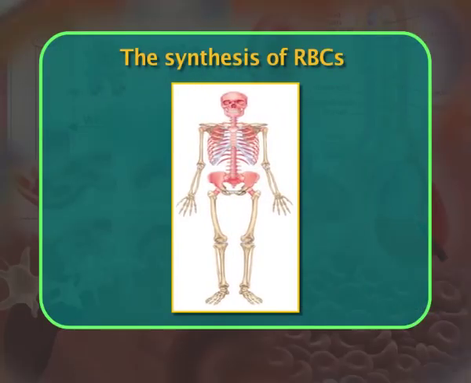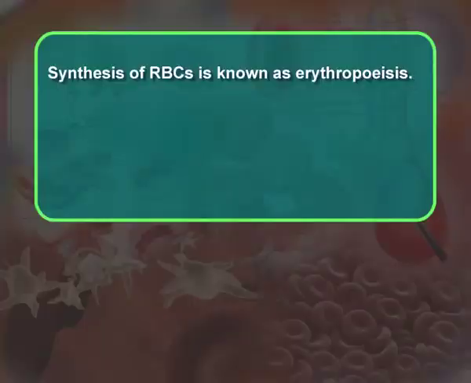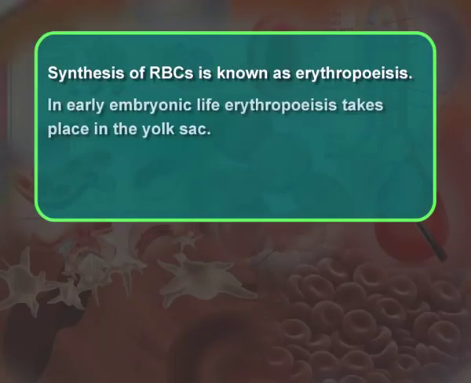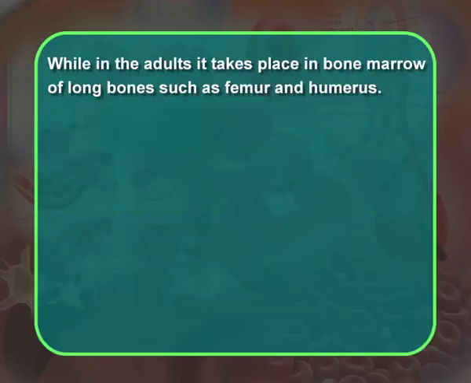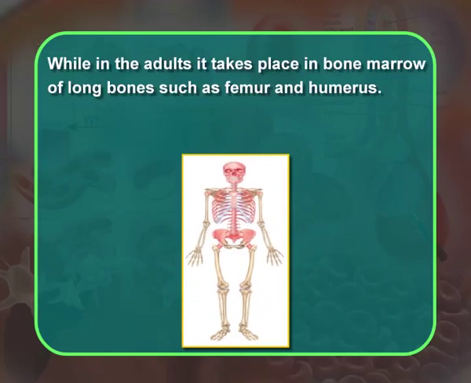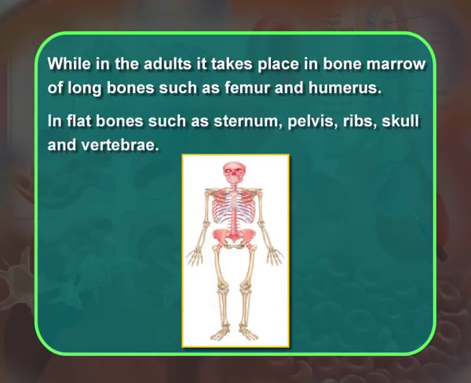Friends, can you now tell me what the synthesis of RBCs is known as, and where they are synthesized in our body? Synthesis of RBCs is known as erythropoiesis. In early embryonic life, erythropoiesis takes place in the yolk sac. In later embryonic life, this is taken over by the liver, while in adults it takes place in the bone marrow of long bones such as femur and humerus, and in flat bones such as sternum, pelvis, ribs, skull and vertebrae.